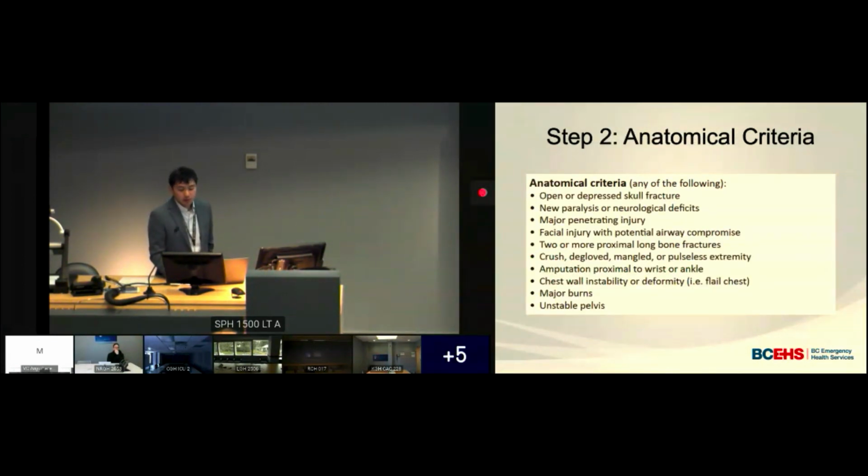Step 2 in major trauma triage is to look at the anatomical criteria. Patients who have normal physiology, meaning they don't meet step 1 criteria, so they have normal vital signs and normal level of consciousness, but have an obvious anatomical injury, are still at risk for clinical deterioration and probably need definitive surgical management at a lead trauma hospital.